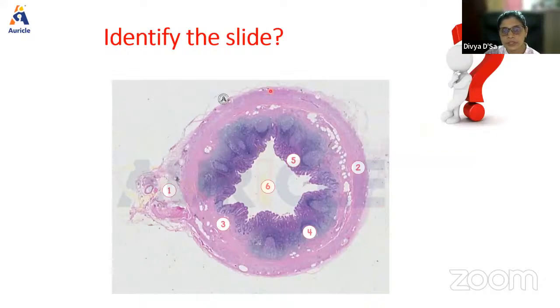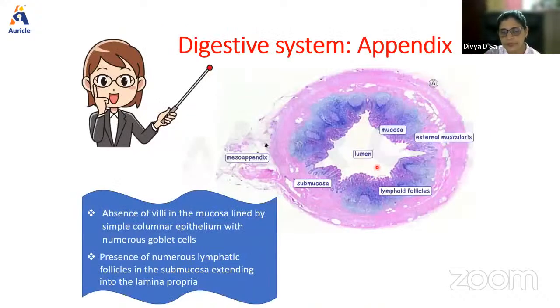Next is this slide. So here it is a lumen-like structure. If you see, you can see a large amount of lymphatic tissue here, that is lymphatic follicles are seen, no villi are seen, just mucosal folds a little bit. It is suspended. This is the mesoappendix. Okay, so this structure is the appendix. So these things, one is absence of the villi in the mucosa, a mucosa lined by simple columnar epithelium only with goblet cells, and lymphatic follicles are present in the submucosa, which will be extending into the lamina propria. Okay, we saw it in ileum. From lamina propria, it was extending into submucosa, but here from the submucosa, it extends.